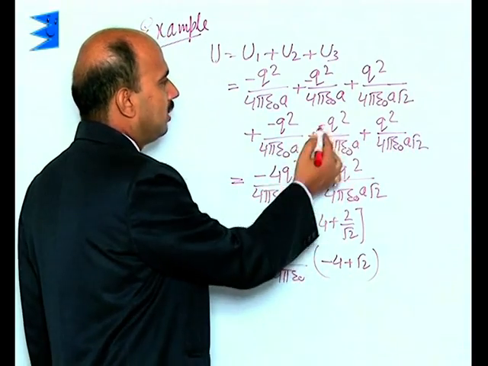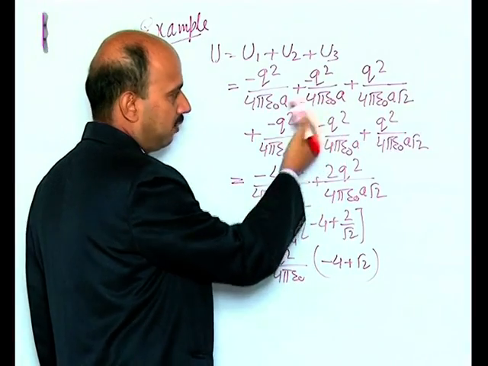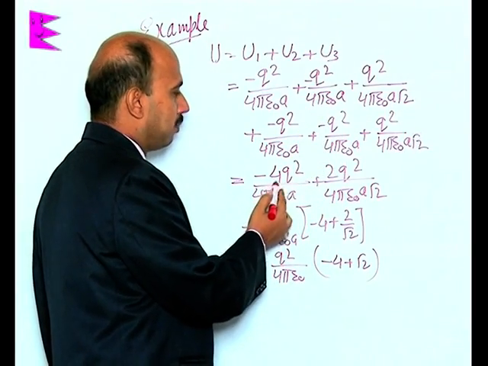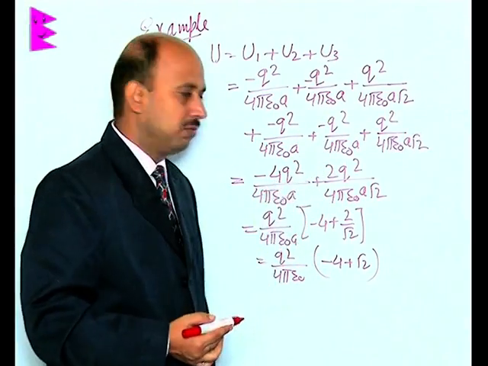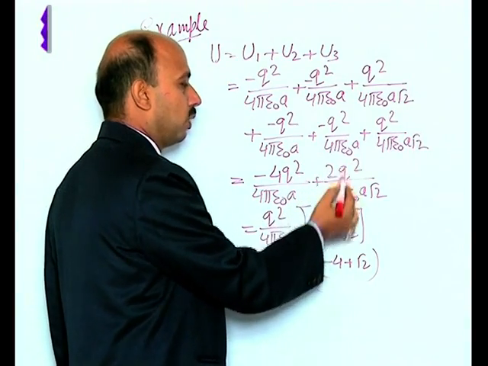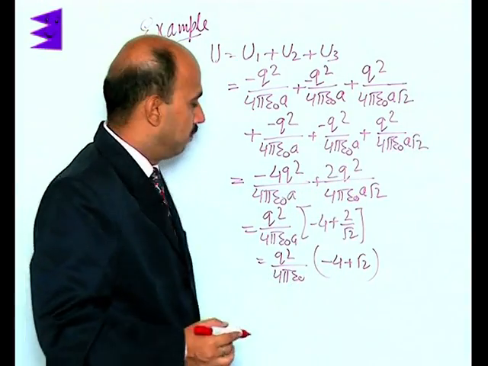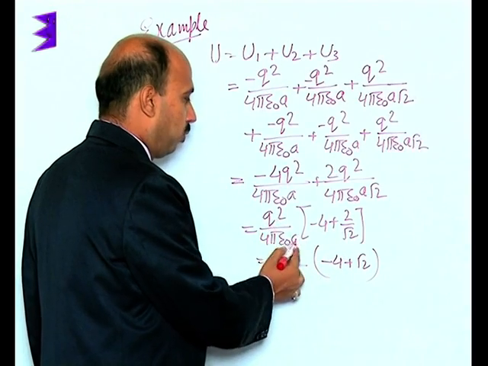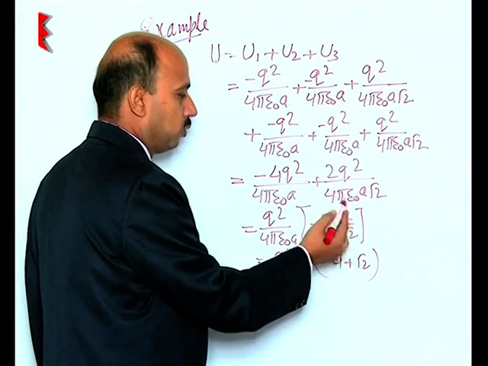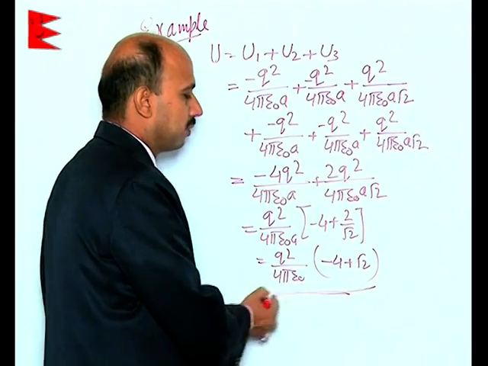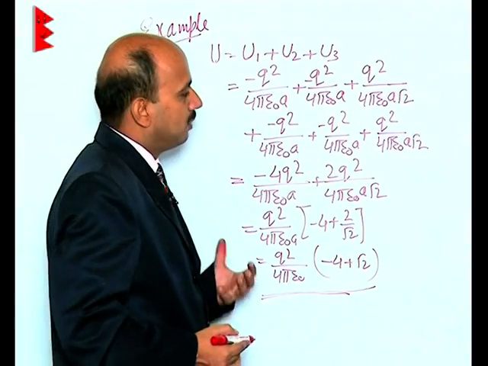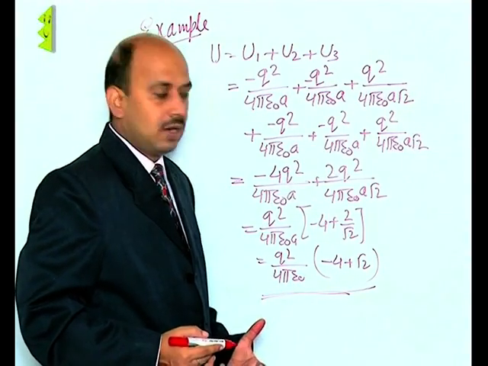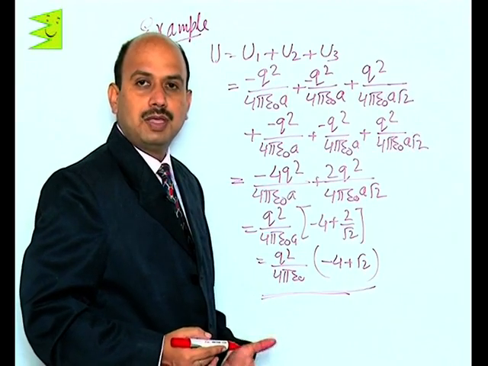So, we can add all these things, all the minus terms are here 4 times. So, we can write minus 4 q square upon 4 pi epsilon naught A plus 2 q square upon 4 pi epsilon naught A root 2. So, now q square upon 4 pi epsilon naught A times minus 4 plus 2 upon root 2 by solving this. So, this is the potential energy of the system of the 4 charges arranged at the 4 corners of the given square.